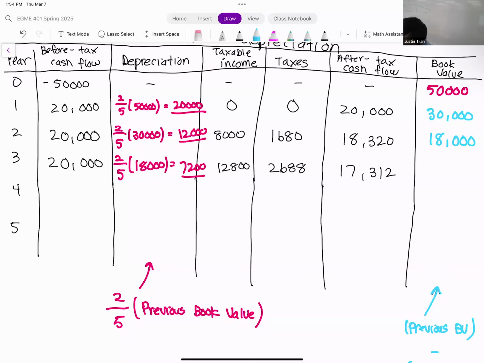So once again, we're going to compute our new book value. Our new book value is 18,000 minus 7,200, which is 10,800. For the next two rows, I'm just going to go fairly quickly. It's just kind of a repeat of the same.